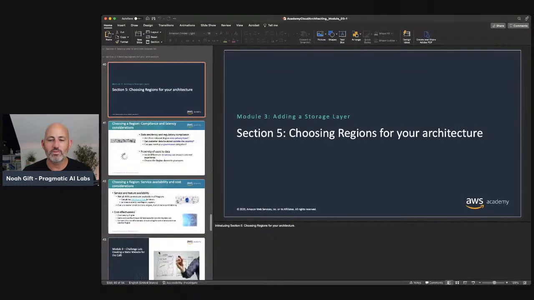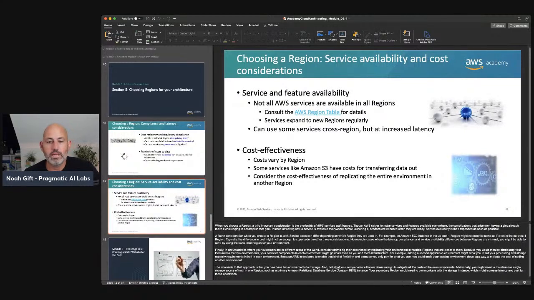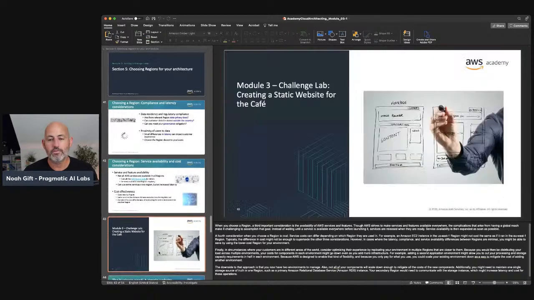It's pretty cool. So what about choosing regions for your architecture, data residency, and data regulation? The European Union, for example, has much different data regulation. Also availability and cost. Not all AWS services are available in all regions. This happens a lot. You'll see a service that will only become available in, let's say, the US East, Virginia region. So you have to decide which region to use. Also, the cost can be different for different regions, so it's important to be aware of those costs.